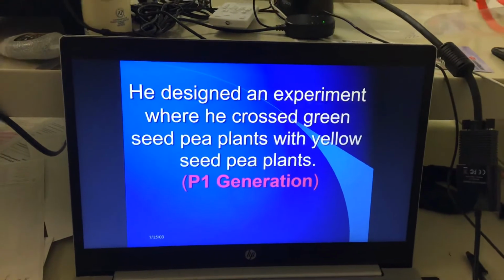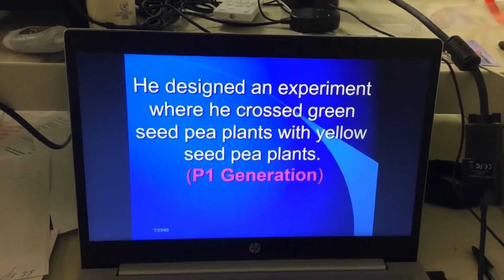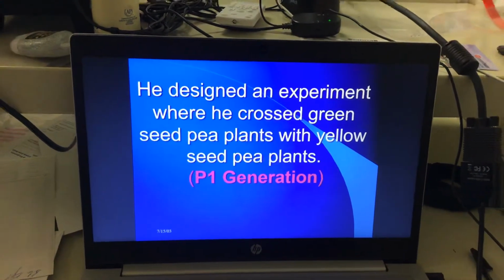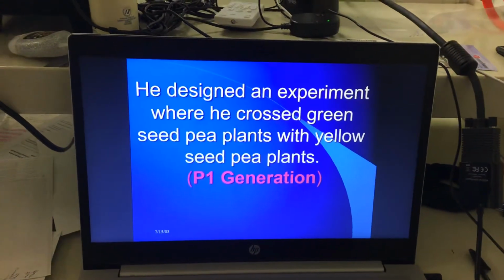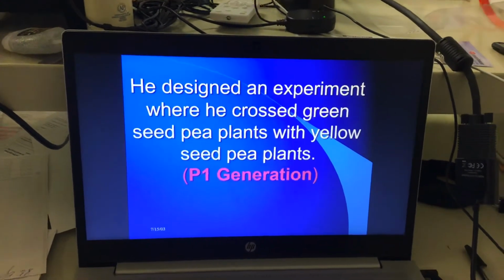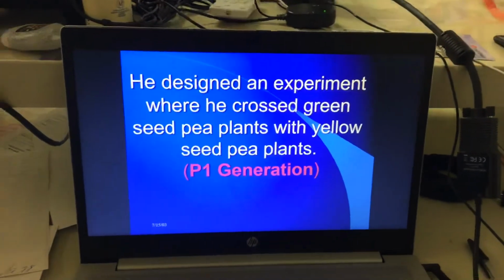Let's say I was going to do a study about my family, and I was going to start with my parents. Maybe we're talking about eye color. And my dad has green eyes and my mom has brown eyes. Okay, that would be the P1 generation, the very first generation.